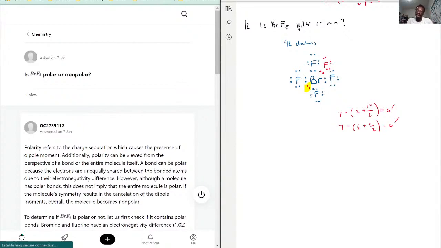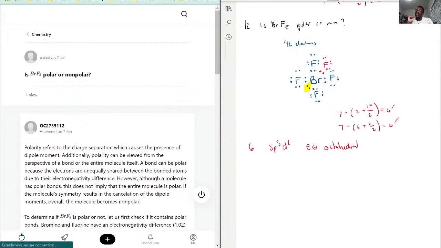With that being said, let's go through and find the actual shape. There are 6 things attached to the bromine. The reason I say 6 is because there are 5 fluorines and 1 lone pair. So in total, that is 6. That hybridization is sp3d2, because s is 1, plus 3 p's, and then d2. And things that are hybridized like this have an electron geometry of octahedral.